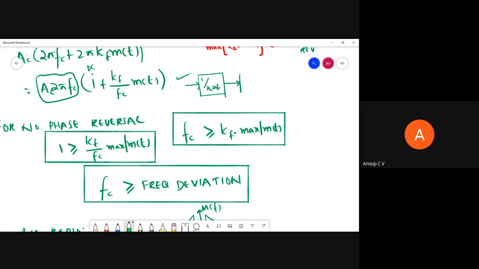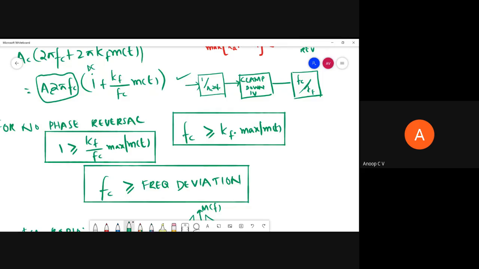If it is sine 2 pi fc t, it will vary with respect to 0 voltage. If it is 1 plus sine 2 pi fc t, its DC level is shifted up, so that wave will be shifted up by 1 volt. Then you will have to clamp it down by 1 volt. Then again we have a gain kf by fc times m of t. So to get exact m of t back, you should pass it through a filter again with gain fc by kf.